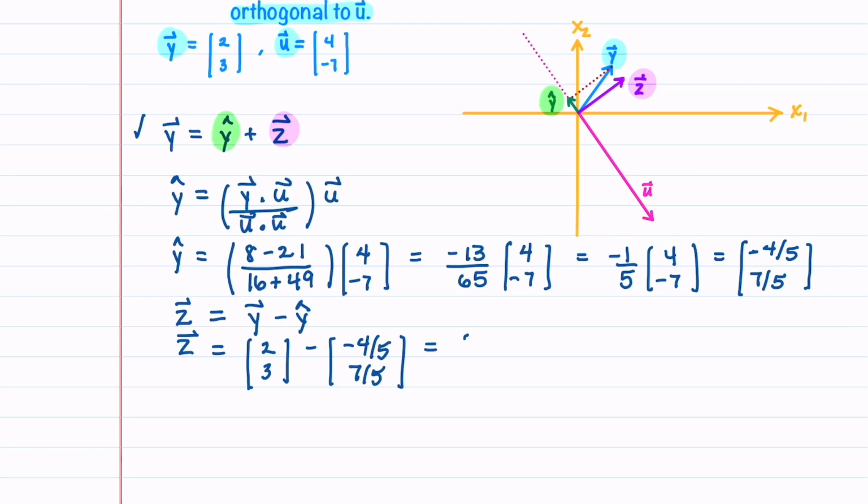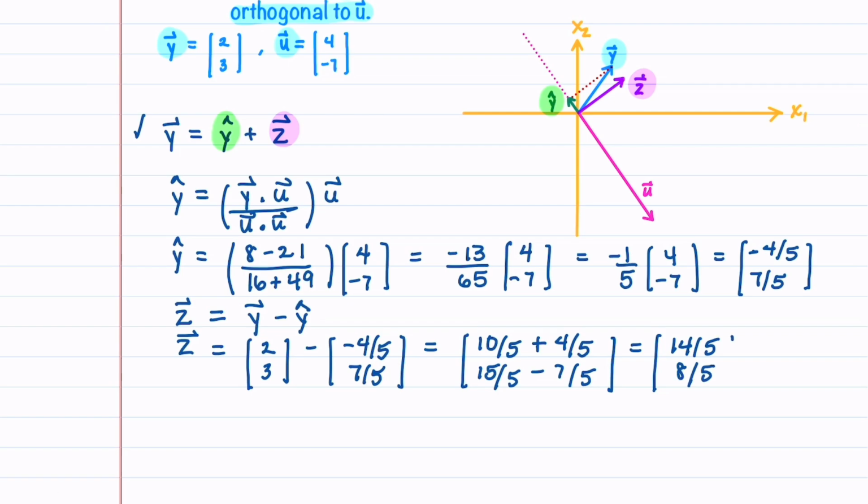And this is going to be equal to 2, which we're going to write as 10/5, minus a negative 4/5, so we add 4/5. And then 3, let's write as 15 divided by 5, and we're going to subtract 7/5. Our first component is going to be 14 over 5, and then our second component is 15 minus 7, which is 8 divided by 5. We can now write our final answer.